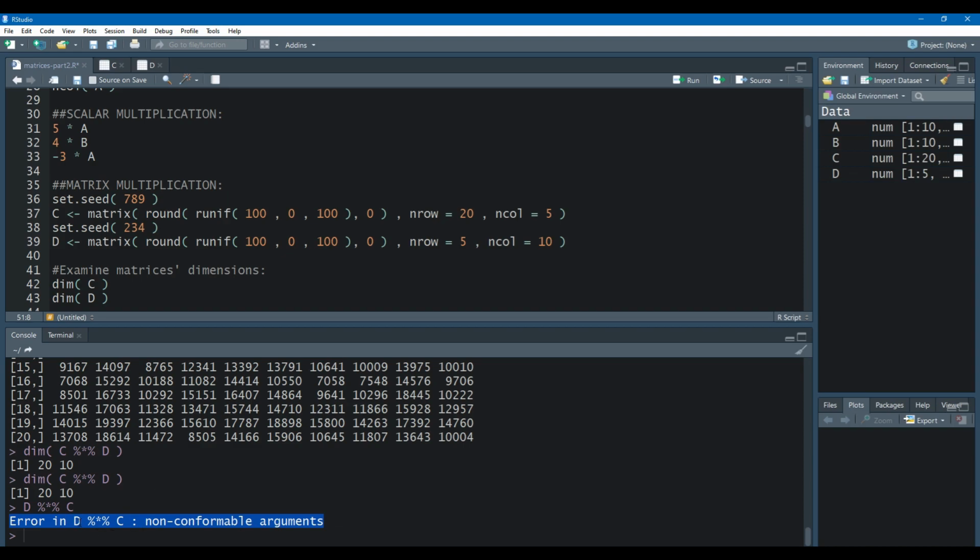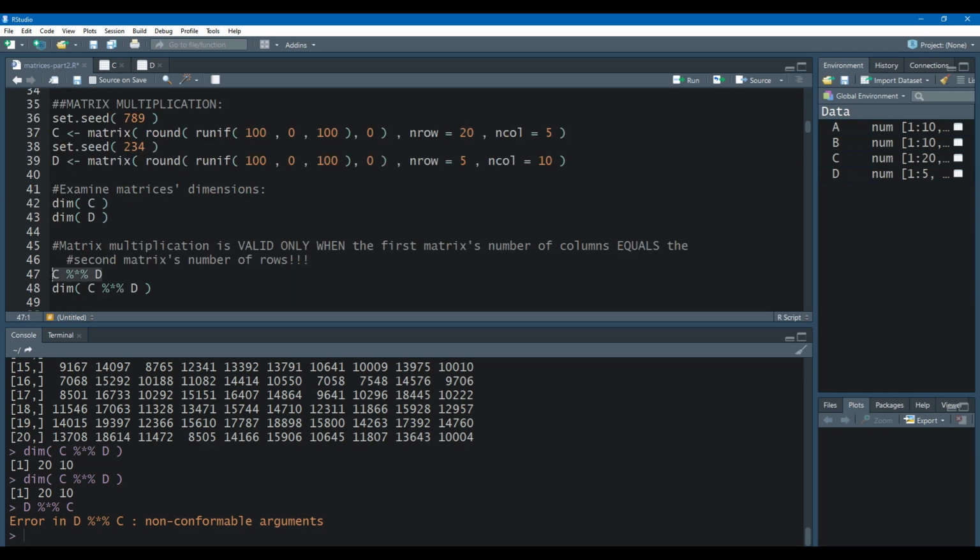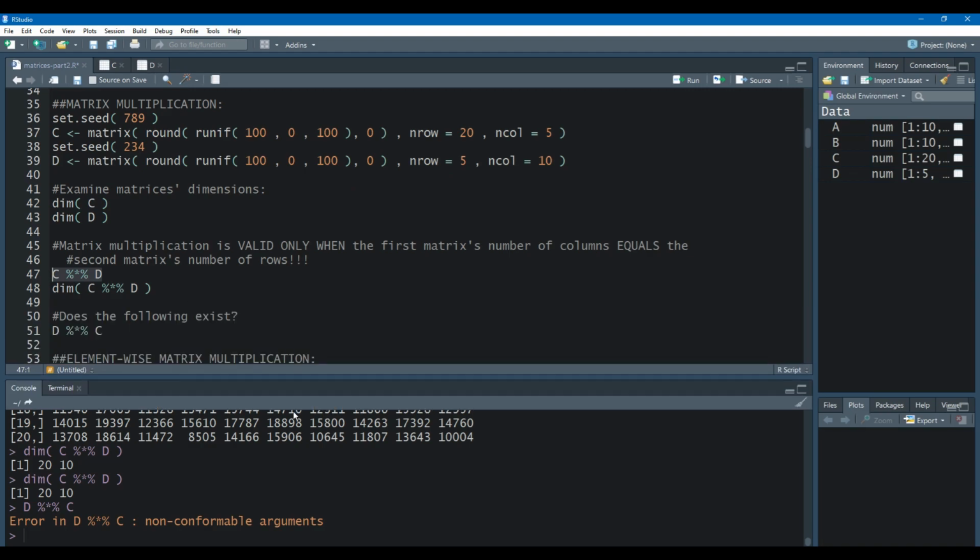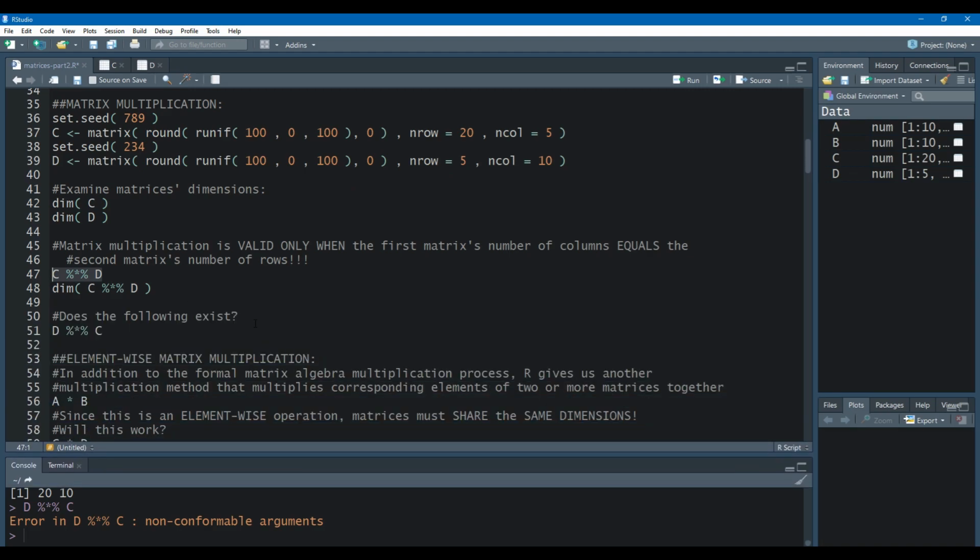So why can't we multiply matrix D by matrix C? Well, we have a 5 by 10 matrix in D. If we multiply a 5 by 10 matrix with a 20 by 5 matrix, we're going to have an error, because the number of columns in D is not equivalent to the number of rows in C. The only way these two matrices can be multiplied is if we multiply C by D, which is what we did in the first example. And that's just a review of basic matrix multiplication.